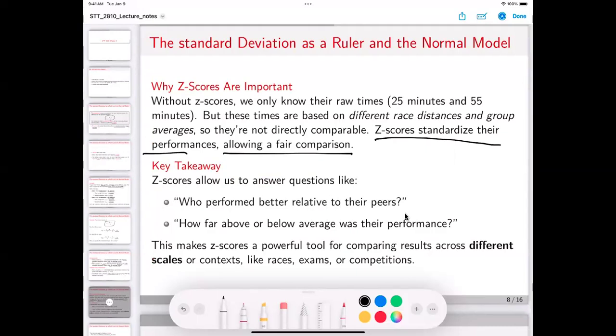So you see, z-scores helped us to answer questions like who performed relatively better to their peers, or how far above or below average was their performance. So the z-score, in summary, is a tool that helps us to compare results across different skills or contests. Is that okay? Good. You could also apply the z-scores to compute grades. So if you want to see how somebody performed in math compared with history, there are two different subjects. But if you have the mean and the standard deviation, you can tell how they did better compared to those in those groups. Does that make sense? Okay.